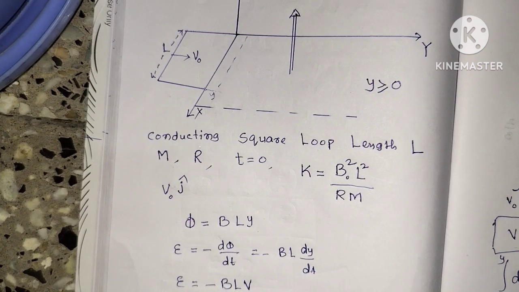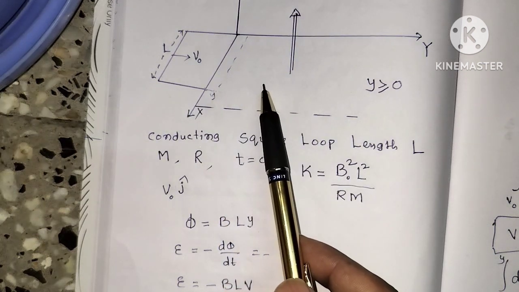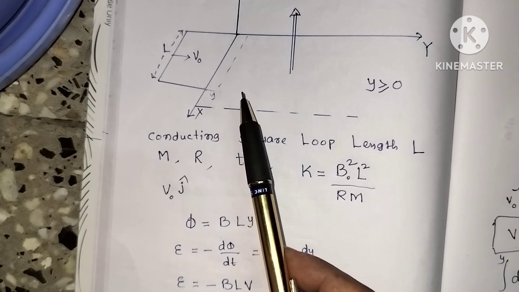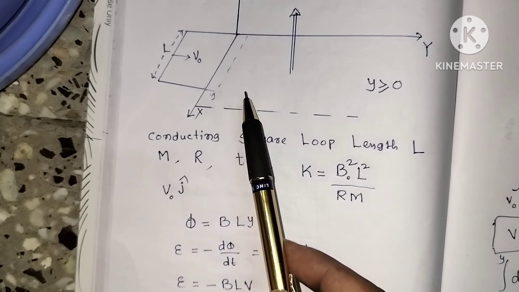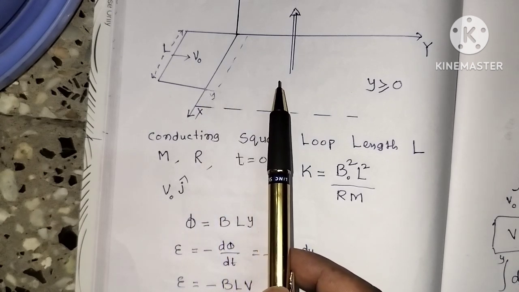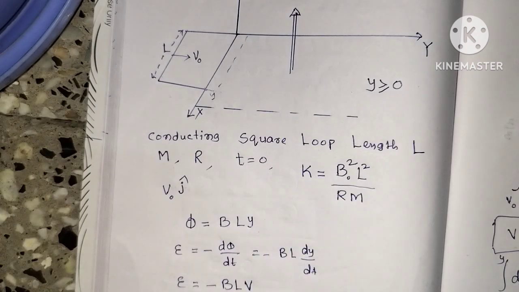Now option B. When the complete loop is inside the region, now the loop has completely entered into the region of the magnetic field. The net force acting on the loop is 0. This is the correct option. Option B is correct. When it is completely inside, the magnetic flux will not change with time. Then induced EMF is 0, then induced current is 0, then force is also 0. That is why the net force acting on the loop is 0. So option B is correct.